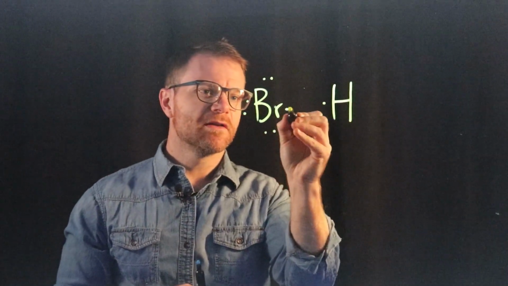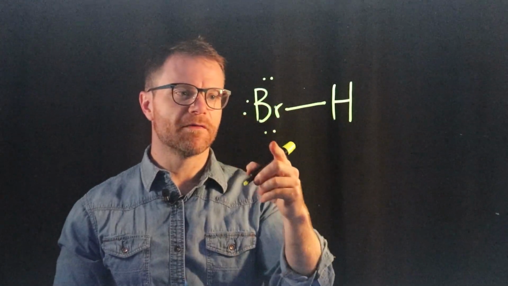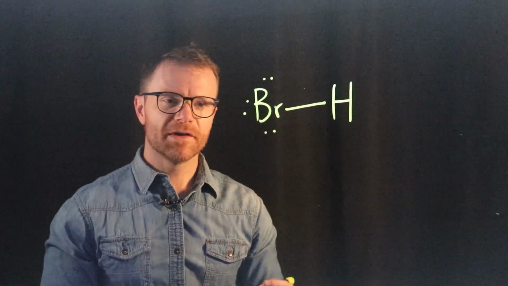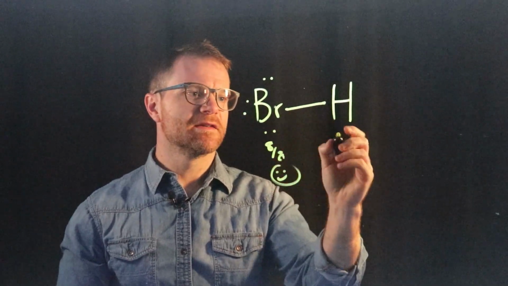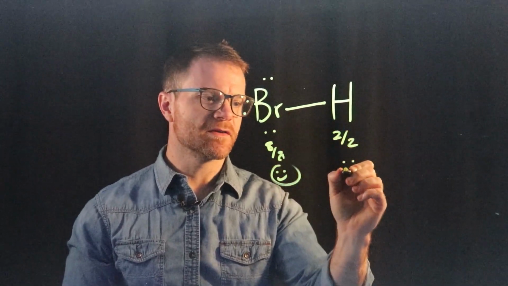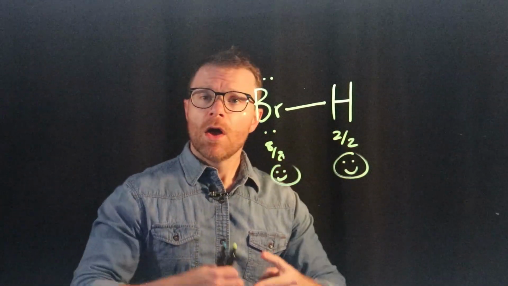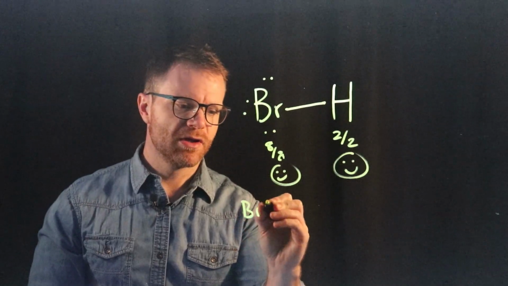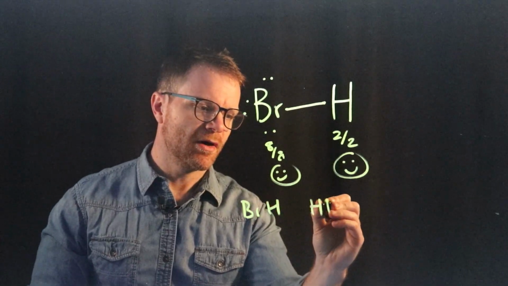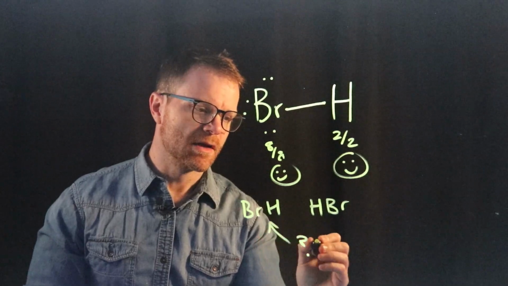So if these two single electrons are shared, bromine has access to 8 out of 8 valence electrons and it's totally stable. And hydrogen has access to 2 out of 2 valence electrons and it's also totally stable, because its s orbital can only hold 2. Okay, so now what do we do? Is this BrH or HBr? Which one of these two is the name?